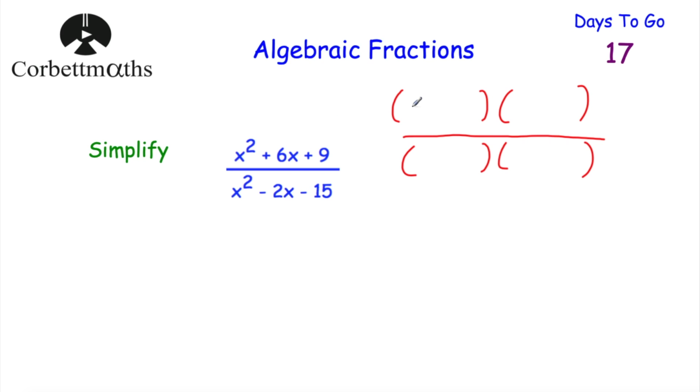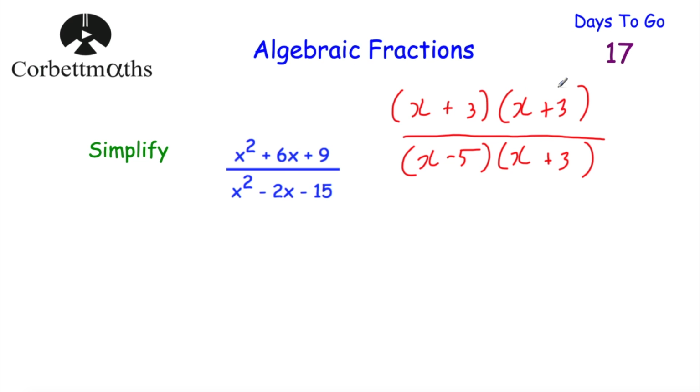So on the numerator, we've got x and x at the front of both brackets. We want two numbers that will multiply together to be 9 and add together to be 6. That's going to be plus 3 and plus 3. That's quite straightforward. In terms of the denominator, we've got our x and our x at the front of both brackets. We want two numbers that will multiply together to be minus 15 and add together to be minus 2. So it's going to be minus 5 and plus 3, because minus 5 times 3 is minus 15, and minus 5 plus 3 is minus 2.